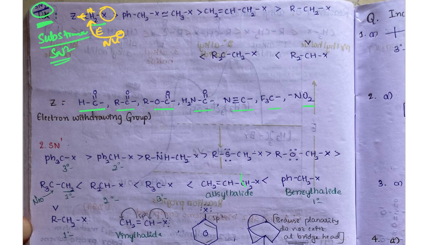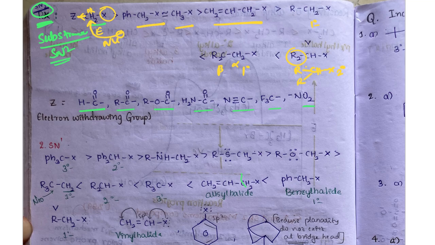Next, benzyl halide and methyl halide are nearly equal. I am explaining this concept according to the Jerry March book. This one is allyl halide, primary. Next, this is also primary, but with alpha carbon and beta carbon, two alkyl groups increase the bulkiness, so it is less reactive. And this one is secondary, R carbon R H X. Keep in mind, up to secondary alkyl halides are reactive. Acceptable. Tertiary alkyl halide, as I explained in the previous video, is not reactive.